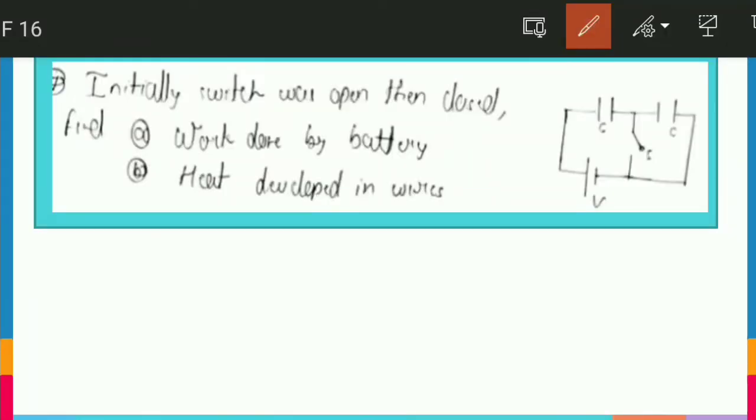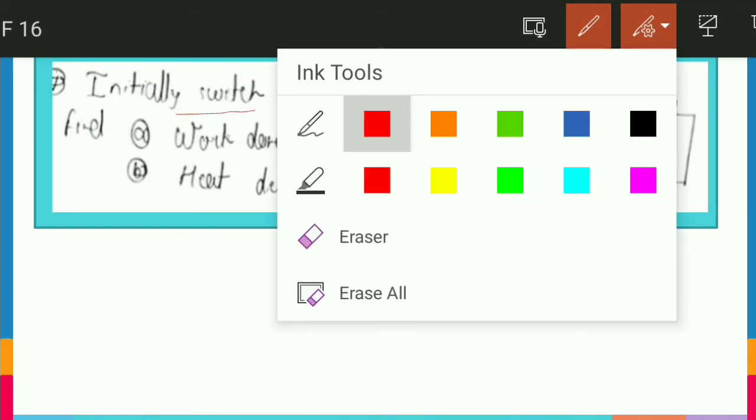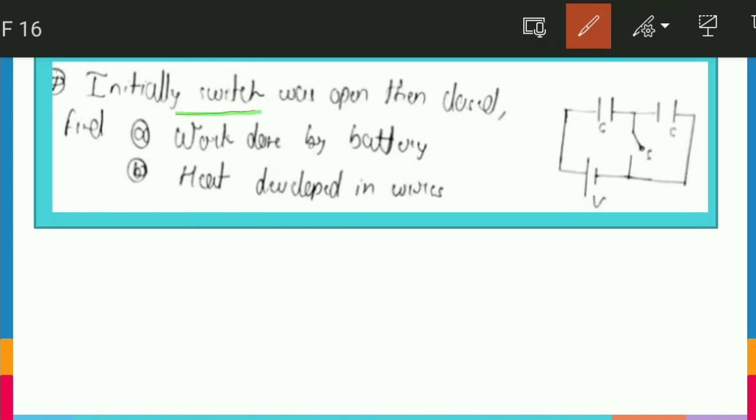So yes friends, let's see how we have to do this question. Let me read it for you. It says initially the switch was open, this was our switch and initially it was open, then it was closed. Then we have to find the work done by the battery, this is our battery, and the heat developed in the wire. So let's start, friends, as we have done before.